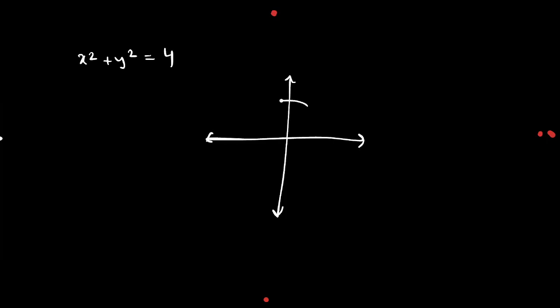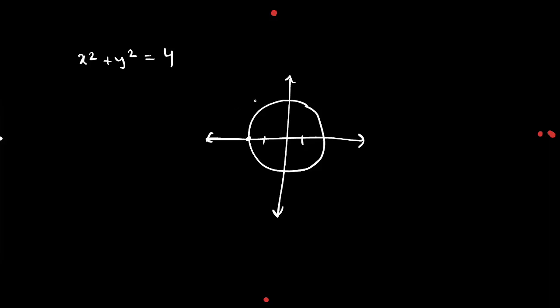So, for example, if we're given an equation for a circle, x squared plus y squared is equal to 4, this is the equation for the graph of a circle. So this is the graph of some circle that has radius 2.